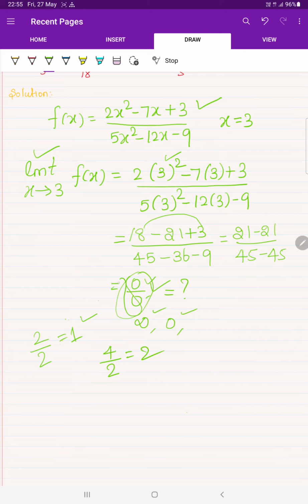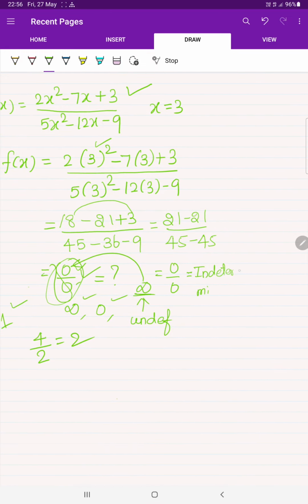Because the value of 1 by 0 will be approaching infinity. Infinity itself is called an undefined value. Undefined value means this value is not defined yet. So when you are multiplying an undefined value with 0, the resultant value is also not known. So this 0 by 0 form is simply called indeterminate form. Indeterminate in the sense that the resultant value is indeterminate. We could not find it out. That is simply called indeterminate.